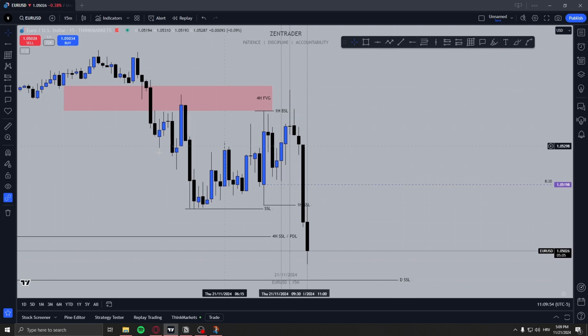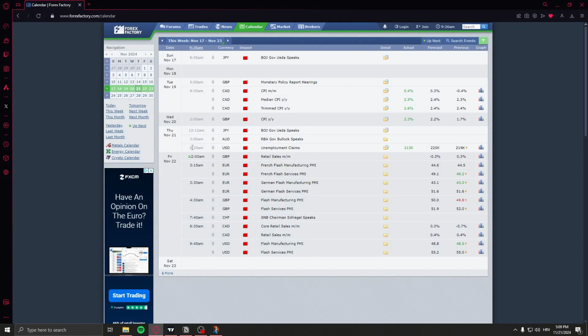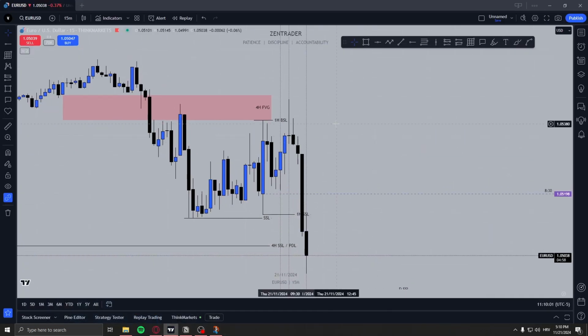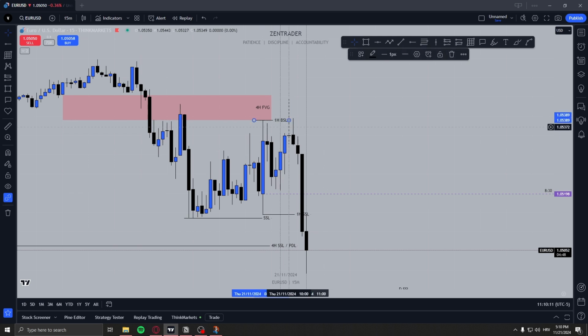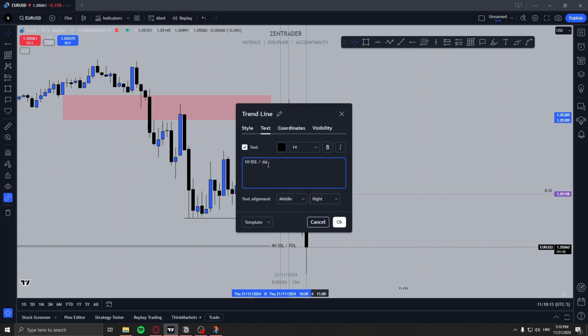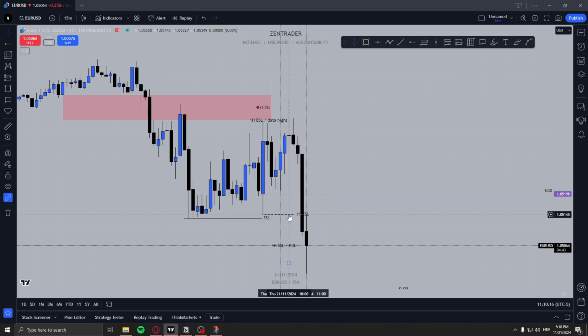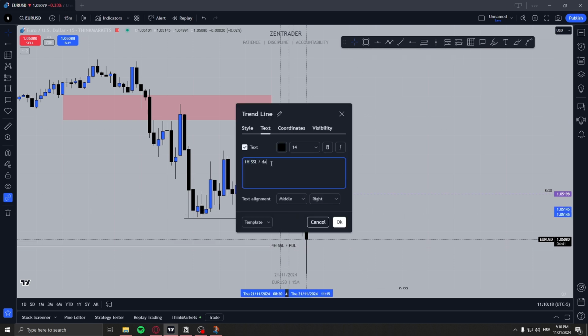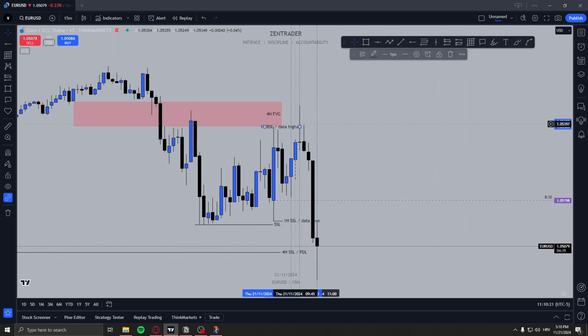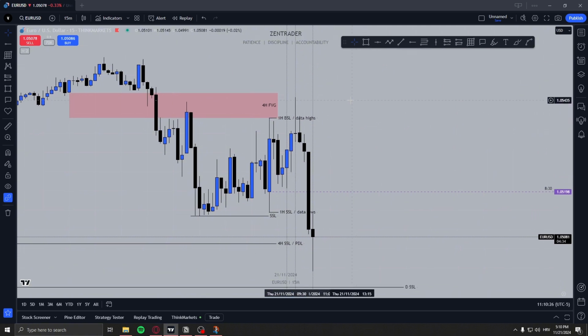This, let's go back to the economic calendar. We can see that 8:30 red impact news. Okay, red impact, high impact news, red folder news. Okay, so we have that, which means that this is a candle that has been moved with news, which means that this is actually also data highs. Okay, and that means that this is also data lows. Okay, so we have those levels right there.